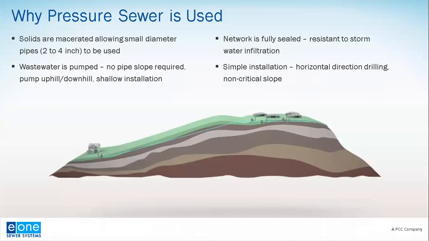Well, it's a small diameter network which follows the contour of the landscape. Solids are macerated, allowing small diameter pipes, usually between 2 and 4 inches, to be utilized. Wastewater can be pumped downhill, uphill, around things. There's no pipe slope required. Pumping uphill and downhill with shallow installation becomes feasible.